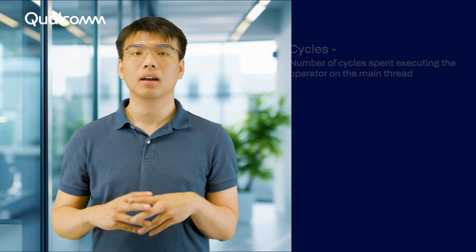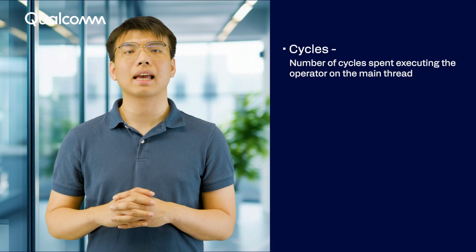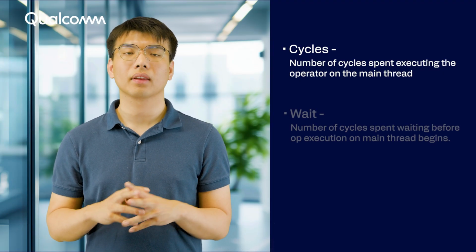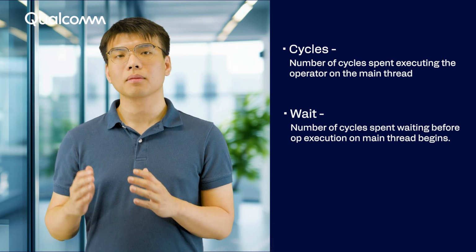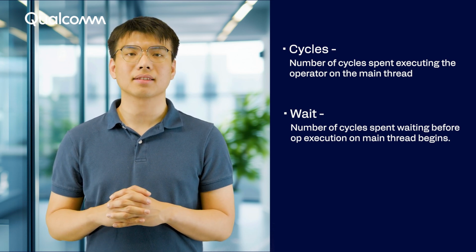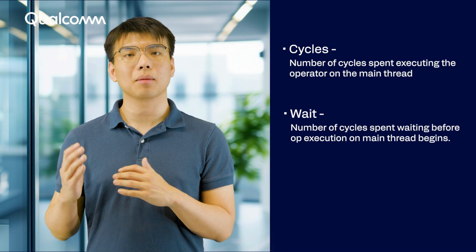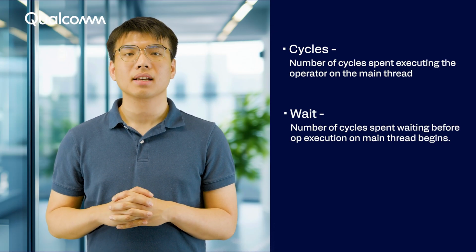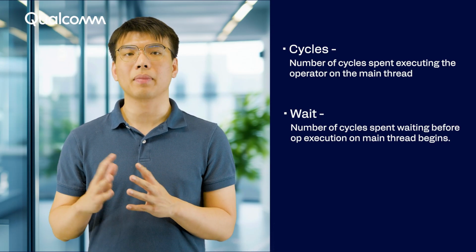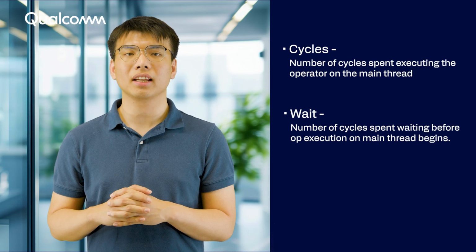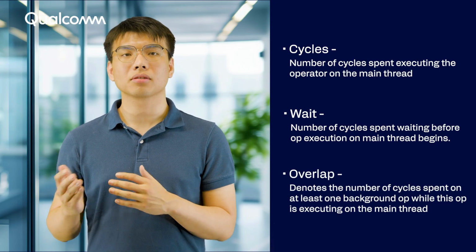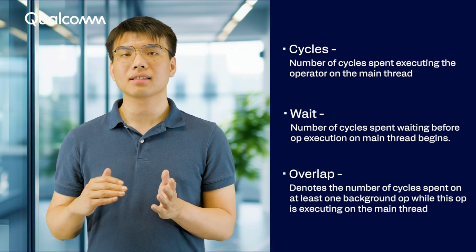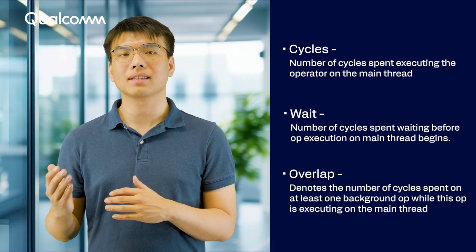The linting profiling report provides the following entries per op. Cycles: number of cycles spent executing the operator on the main thread. Wait: the wait entry reports the number of cycles spent waiting before op execution on the main thread begins. This wait period can be attributed to various factors, such as scheduling or waiting for some background HVX or DMA activity to finish. Overlap: the overlap entry denotes the number of cycles spent on at least one background op while this op is executing on the main thread.